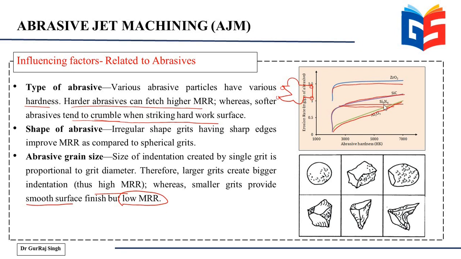And this is the shape of the abrasives that we were talking about earlier. The shapes which are like this are much more preferable as compared to these roundish shapes because they are not going to eventually cause any serious damage to the workpiece. So this type of shape is highly preferable for a higher material removal rate.